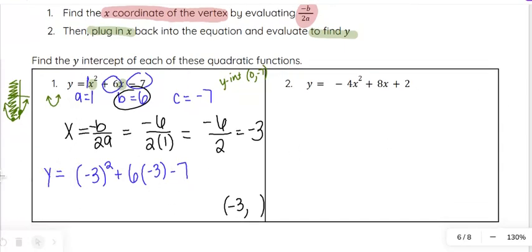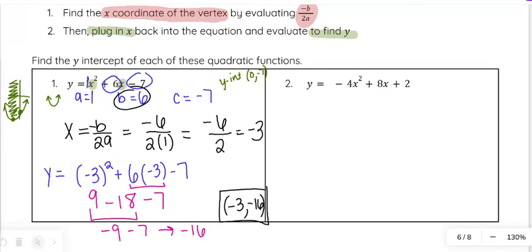So following our order of operations, the first thing we can do is -3 squared. -3 times -3 is 9. We can also do 6 times -3, which is -18, and we still have -7. 9 minus 18 is going to give us -9, and then -9 minus 7 gives us -16. So -16 is going to be our y-coordinate, and so that tells us that our ordered pair for our vertex is (-3, -16).